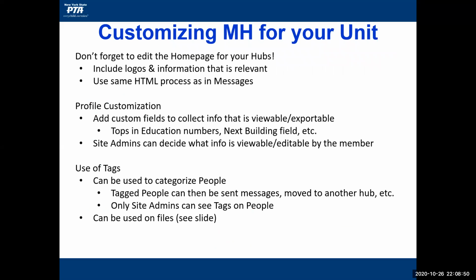So you can customize it by doing the homepage that we just talked about. You can customize the profile. You can set it up for the different school colors. You can include your logo. And then you can also include custom fields in the profile of what people would put in. So you could include information such as topics and education numbers, what the next building level might be that somebody's in. If there were any other special fields that you wanted to capture, you could have those customized, and then you would get the information in the custom profile fields out by doing a member export, and you could manipulate a spreadsheet that way. You can also use tags.